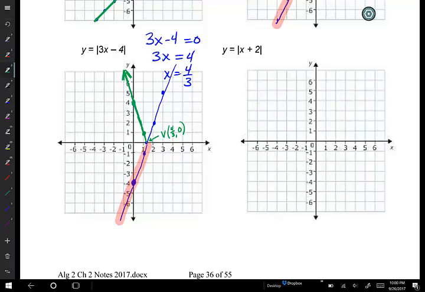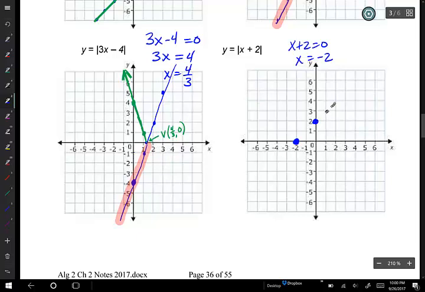Now, let's look at our last one, x plus 2. Well, x plus 2 equals 0. That means x equals negative 2. So there's going to be our vertex. Let's graph x plus 2. Well, the first y-intercept is there and has a slope of 1. So it looks like our slope of 1 is going to be very consistent. I'm going to have my 2 lines there, 2 segments.